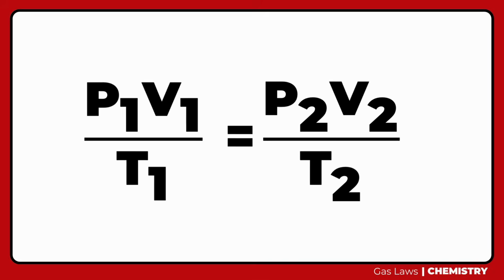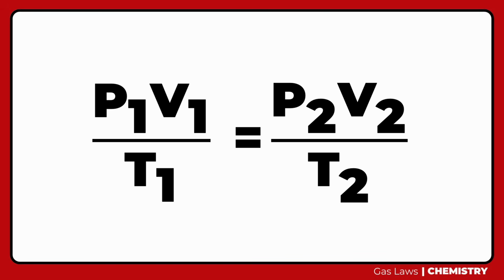Using the equation of the combined gas law, we can actually derive the formulas for other gas laws by keeping one variable constant. This shows that the combined gas law summarizes the relationships among pressure, volume, and temperature in gases.